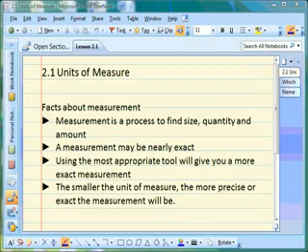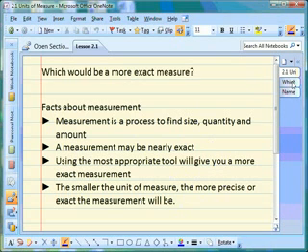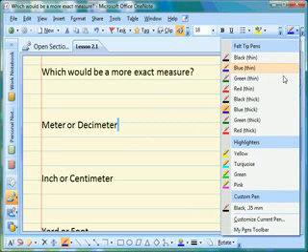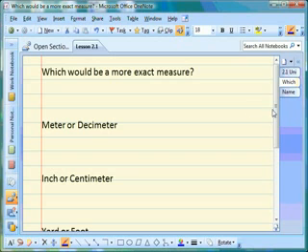And then lastly, we talked about making our measurements more precise, and that the best way to do that is to use the smaller unit of measure if we want to be exact or more precise. Going along with that, we had some examples. Let me get up here so I have my pen to use. Okay, we compared a meter and a decimeter. A decimeter is a little smaller, so it would be a more exact type of measurement.